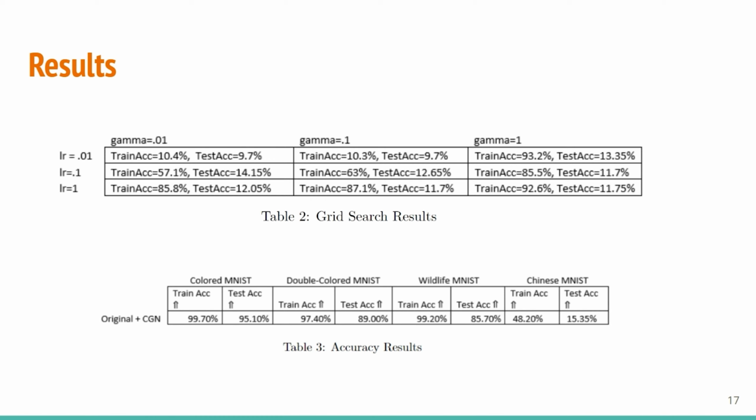The shape classifier, when trained on the Chinese MNIST counterfactuals, had a much worse accuracy than when used with the other MNIST datasets, all of which had a test accuracy of above 85% compared to our 15.35%. This disproves our hypothesis that the CGN would remain robust and train the classifier similarly well to the other datasets. Let's explore why.